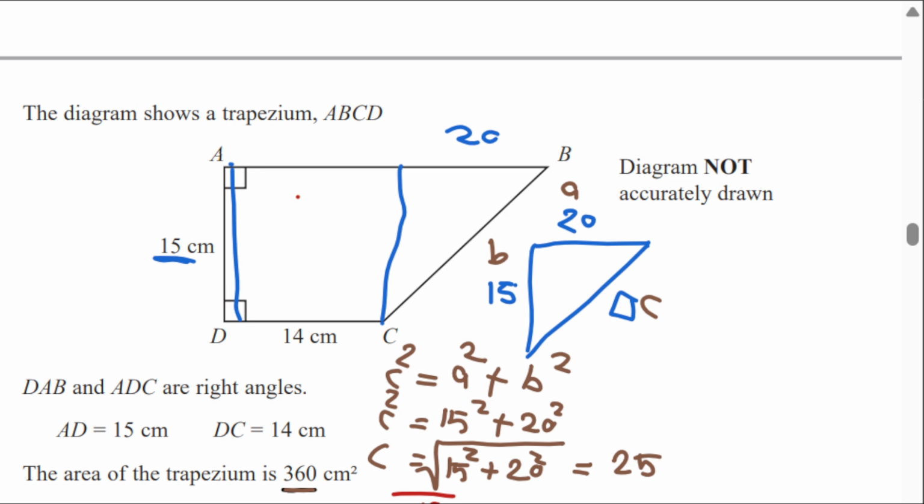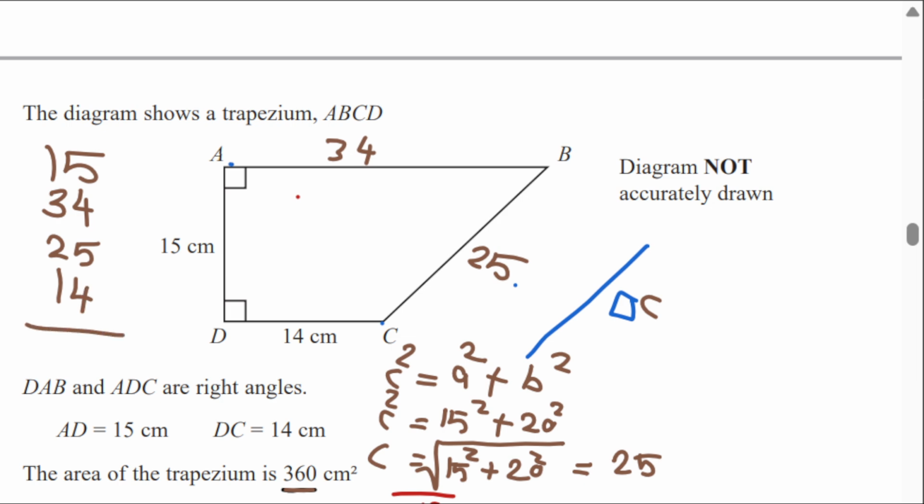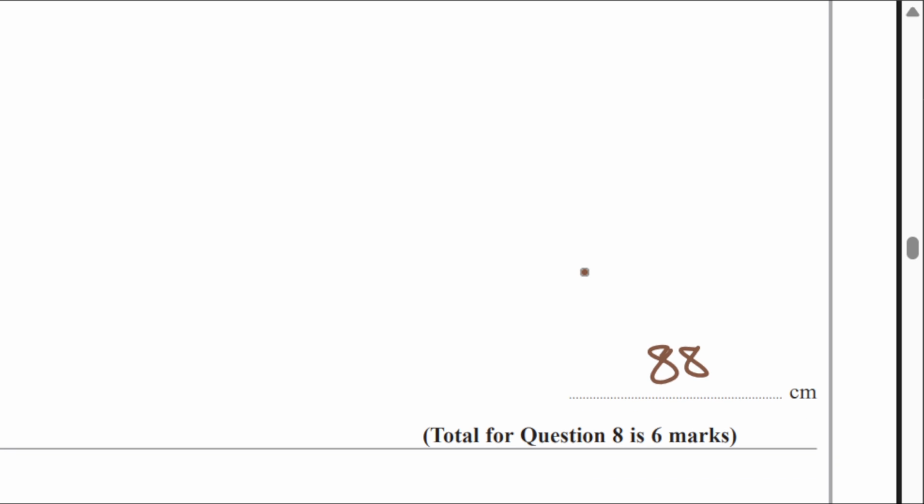Now let's just rewrite everything we found here. Now, we got this side to be 34, and we got this side here to be 25. Now how do you find the perimeter? The perimeter is when we add everything. So 15 plus 34 plus 25 plus 14. So 5 plus 4 is 9, 9, so it's 18, 8 and 1. 1 plus 1 is 2, plus 3 is 5, plus 3 is 8. So the perimeter is 88. And that's it, 88 centimeters.